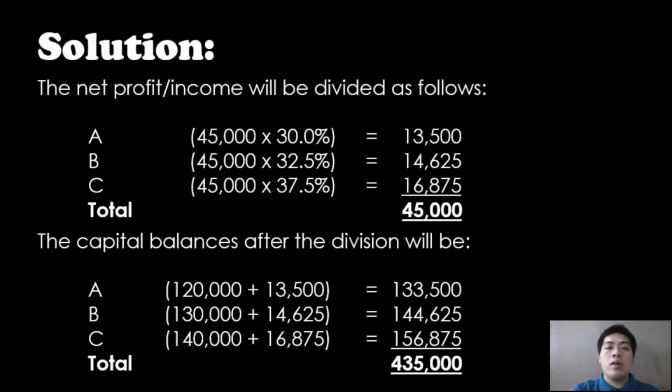So, yung kanilang profit or loss distribution, yan. Kay A, we have 13,500. Kay B, we have 14,625. And kay C, we have 16,875. Yung total niyan, 45,000. Then, yung kanilang capital balances after the division of the profit, we have 133,500 kay A, 144,625 kay B, and 156,875 kay C.